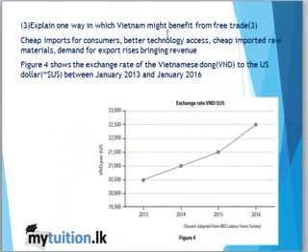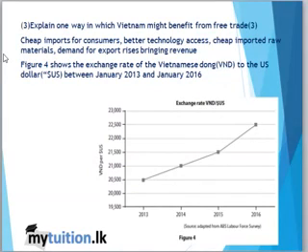Explain one way in which Vietnam might benefit from free trade. When there is free trade, what happens? There is free flow of technology, information, ideas, so forth. At the same time, there could be cheap imports for consumers who can enjoy a variety, improve their living standards. Firms can import cheaper raw materials, bring in better technology, and so forth.